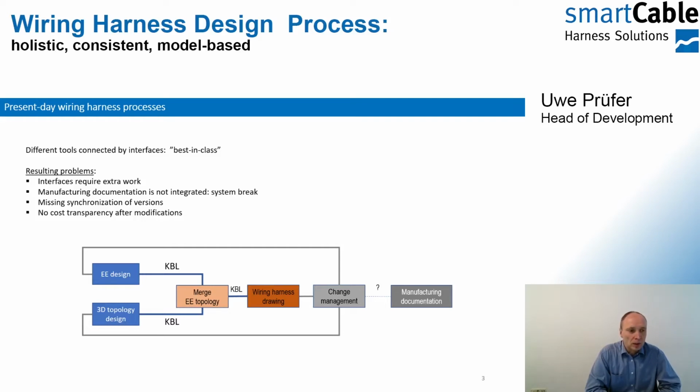Changes are often made directly in the drawings due to time pressure. The synchronization of versions is missing. They have to be reported back to the respective sources. There is generally no direct link between the tools for design and for manufacturing, so the manufacturing documentation has to be updated separately. I think you are probably familiar with these processes.